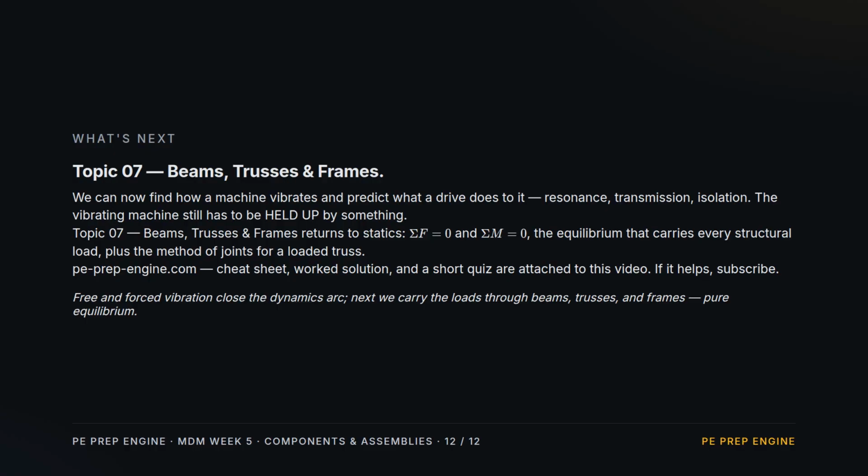Next up, Topic 7. Beams, trusses, and frames. We can predict how a machine vibrates. Now it has to be held up. Lesson 7 returns to statics, sum of forces, and sum of moments to 0, and the method of joints for a loaded truss.